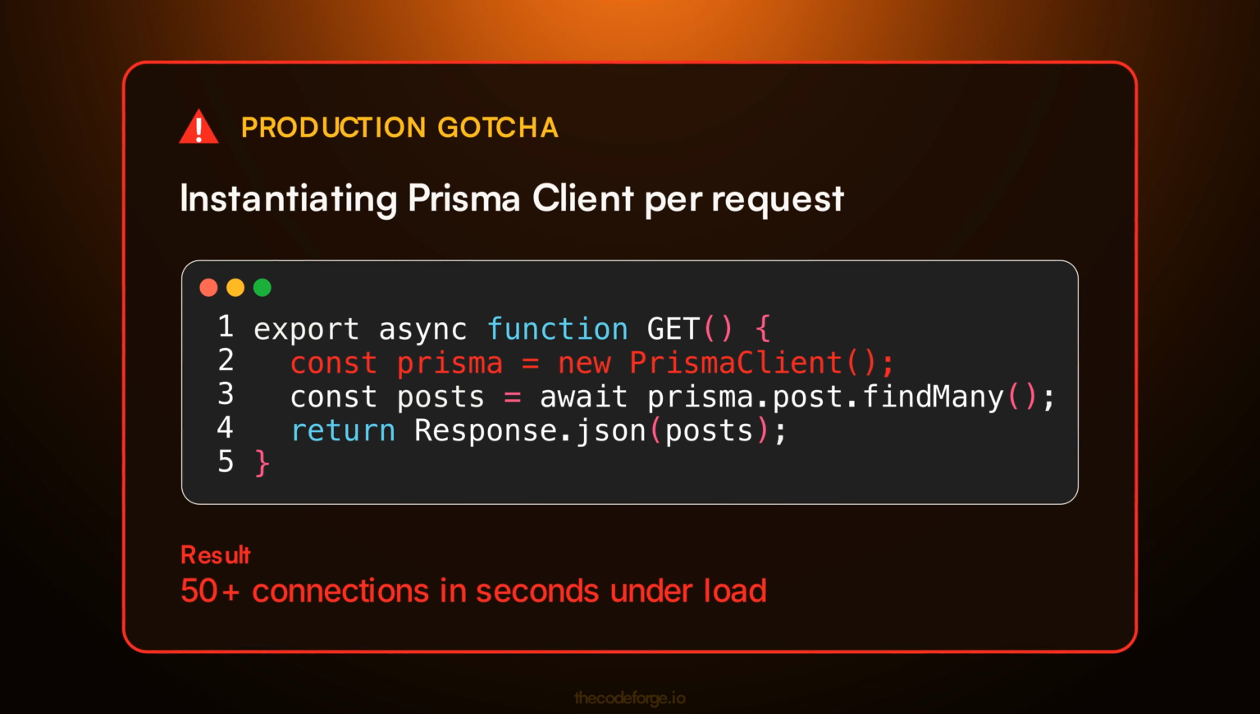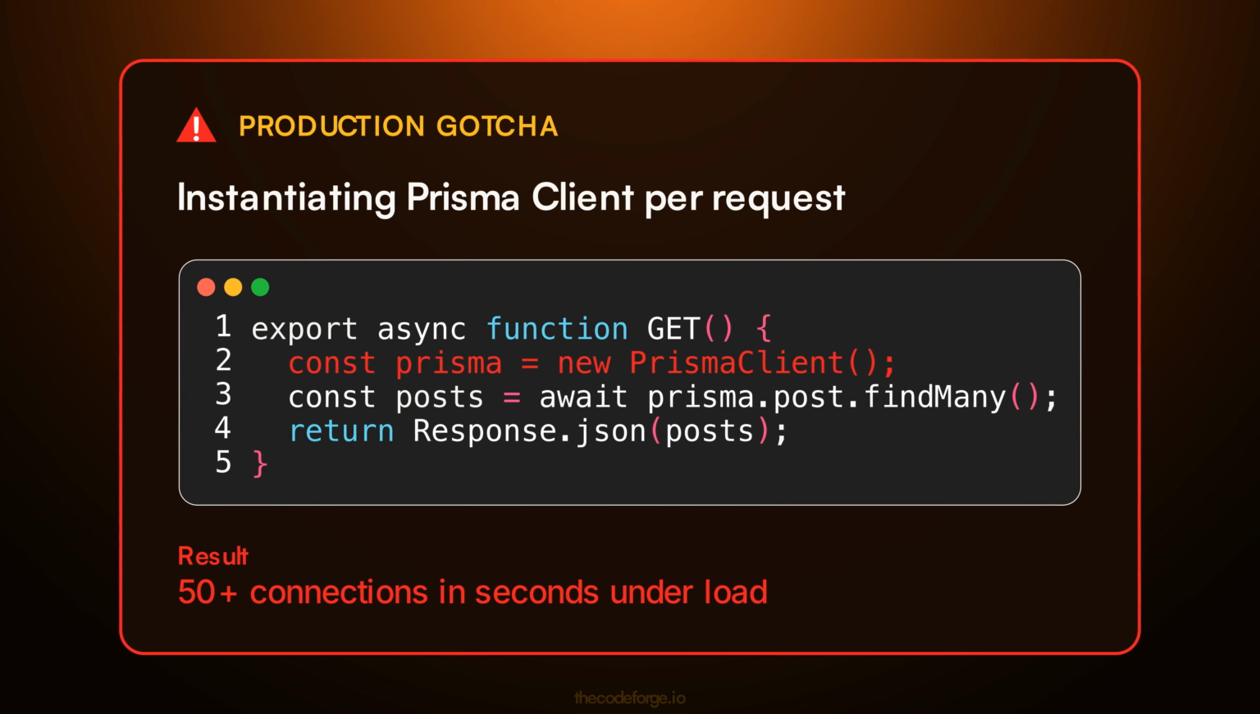Never instantiate Prisma inside a React component or API route handler. Hot reload will create 50+ connections in seconds. Always use the Singleton pattern.